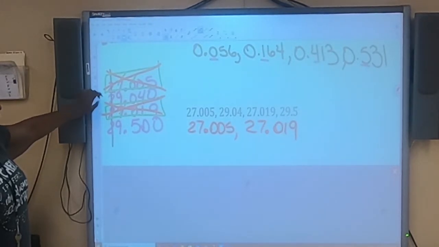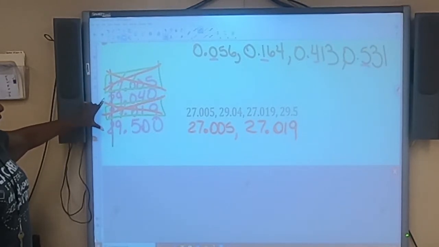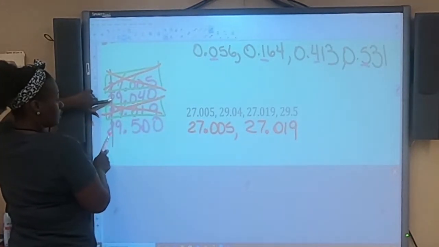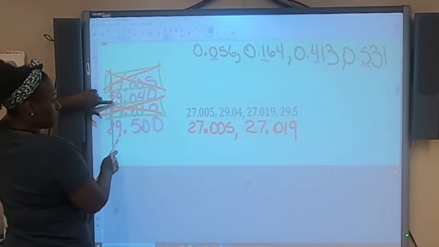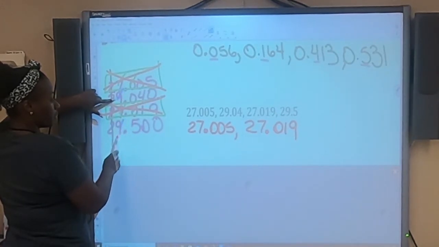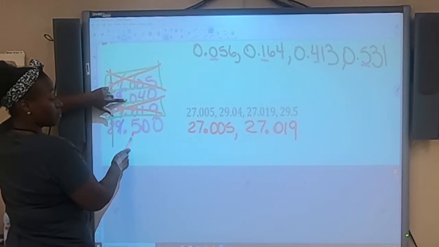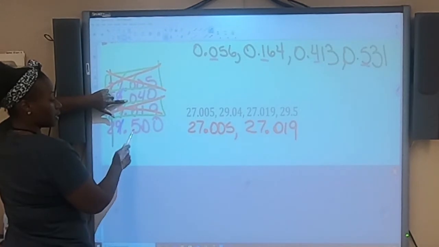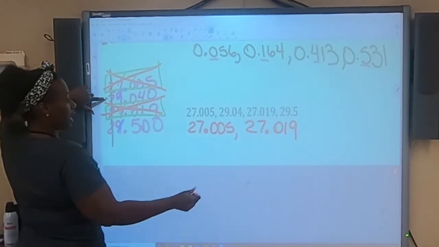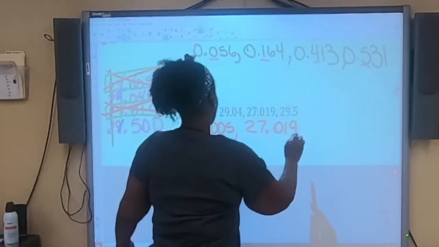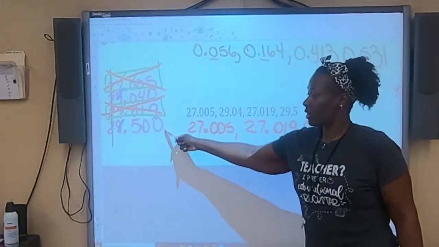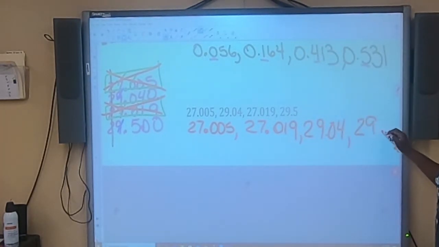Now that those two are gone, we are now looking at the two 29s. Okay? We've gotten rid of the two 27s. We're now looking at the two 29s. We'd already said that the twos were the same. Moving to the ones place, the nines are the same. Moving to the tenths place, we got a 0 and a 5. And we know that 0 is less than 5. So my third number has to be 29 and 4 hundredths, which leaves my greatest number to be 29 and 5/10.